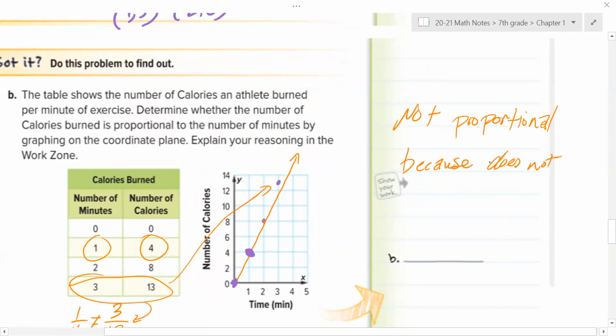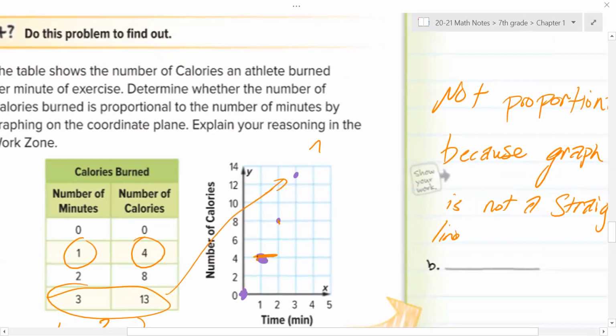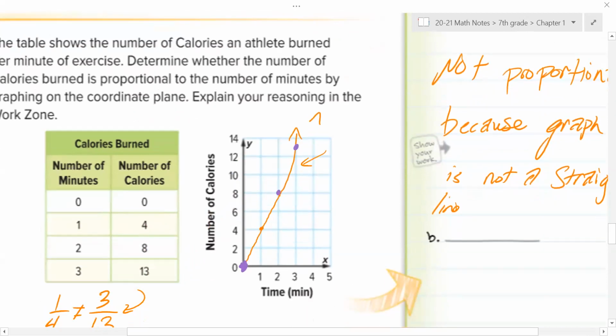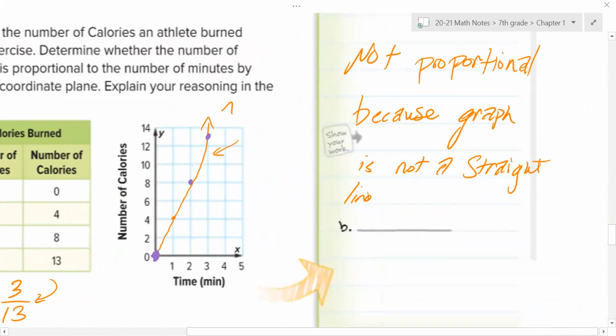The graph is not a straight line. One other way you could have done this is, if I were to graph this, it goes up that way in a straight line, but then it curves toward the top. So this curve right here is something that I had trouble demonstrating using this device. So it's not a straight line.